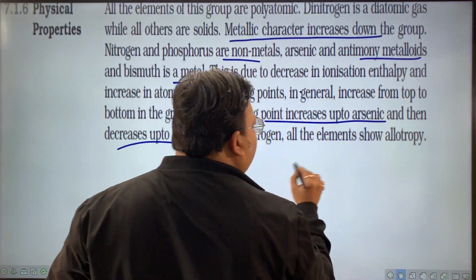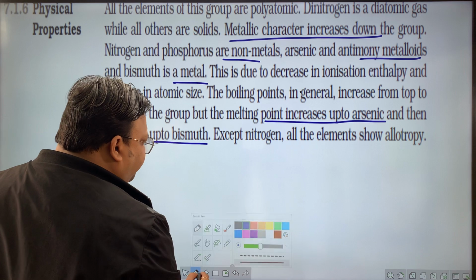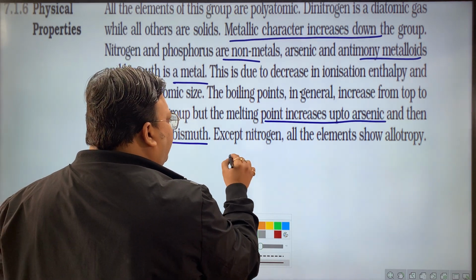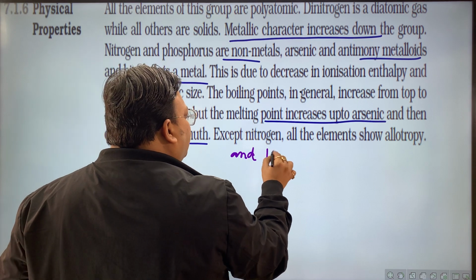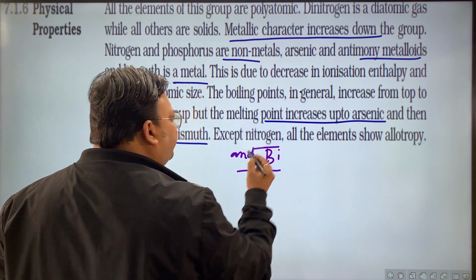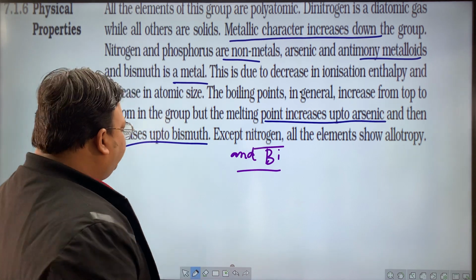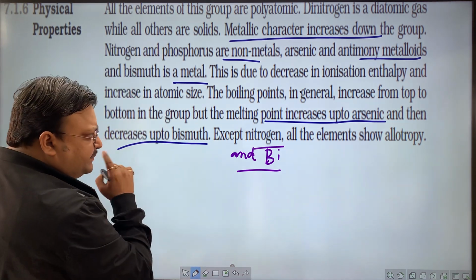Except nitrogen, all elements show allotropy. I want to add, except nitrogen and bismuth. Even for bismuth, you don't find allotropes. Arsenic and antimony show allotropes.